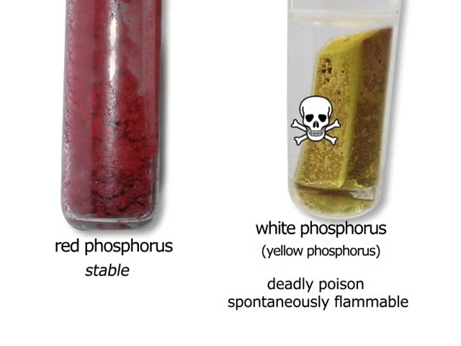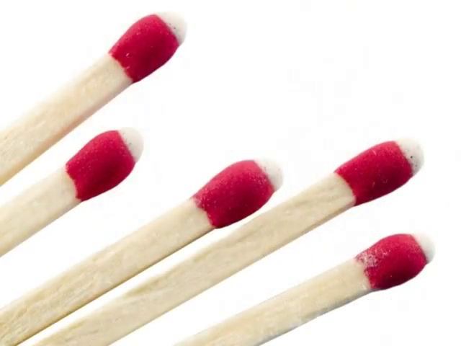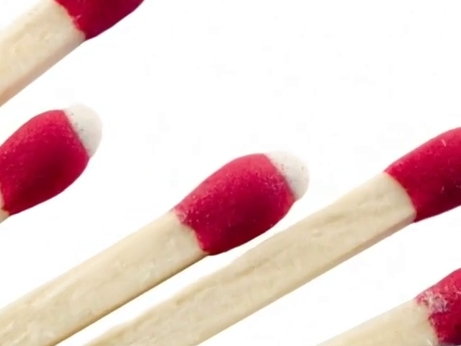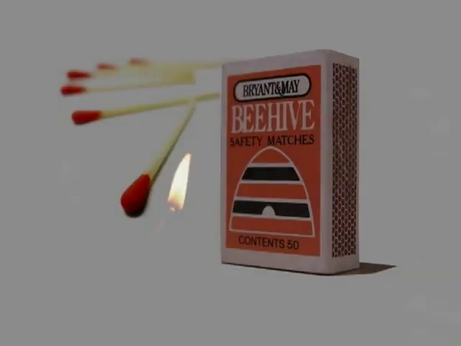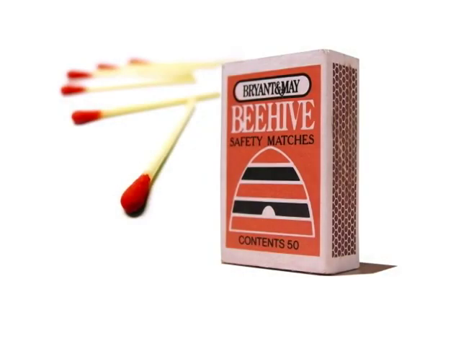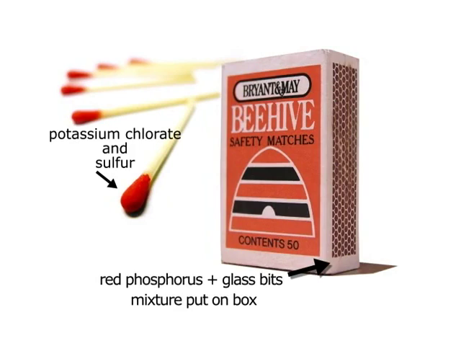Red phosphorus is more stable. Strike anywhere matches combine the red phosphorus on the match itself. Strike a rough surface and it ignites. Safety matches remove the red phosphorus, and mixed with a little powdered glass, they put it on the outside of the box.